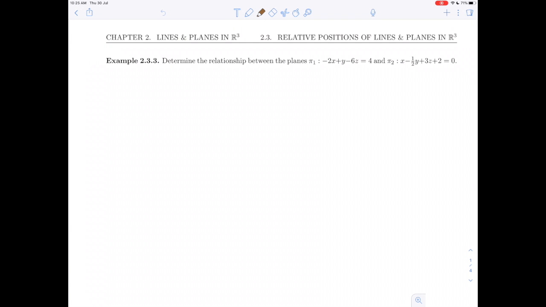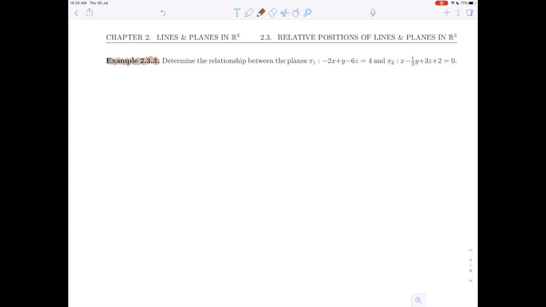In this video, we're going to finish off section 2.3 on the relative position of lines and planes by doing example 2.3.3, and then by filling in a flowchart about the procedure that we use to distinguish between the relationship of these two planes.